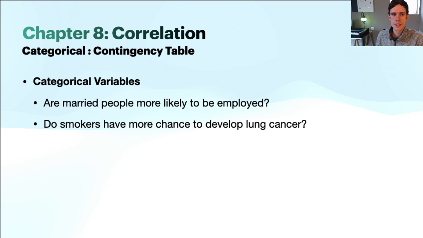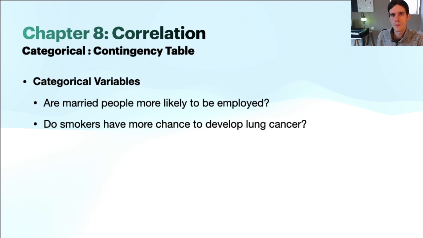Another example would be, do smokers have more chance to develop lung cancer? Again, you can be a smoker or not, and you can either develop lung cancer or not. Again, two outcomes for each variable. However, keep in mind that a categorical variable can also have more outcomes. For instance, political affiliation. At least in most countries, you have many different parties to be affiliated to.